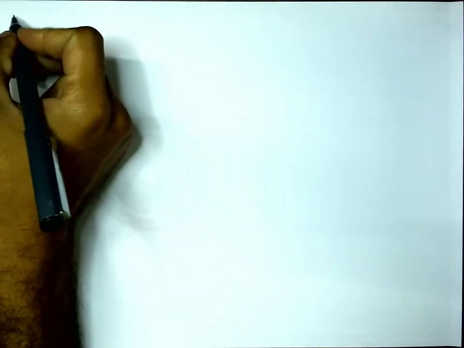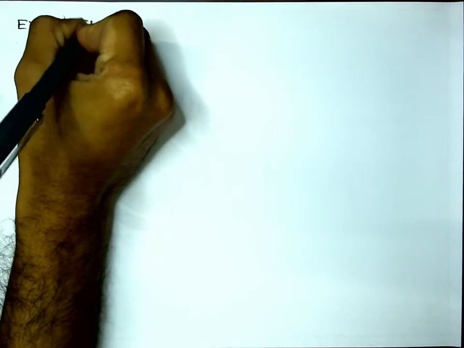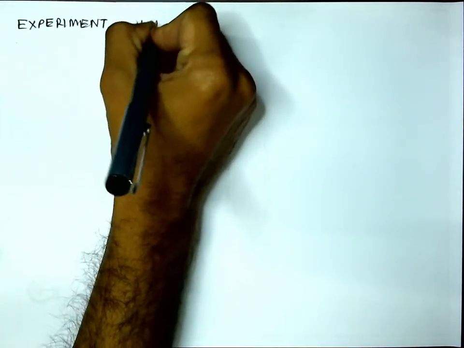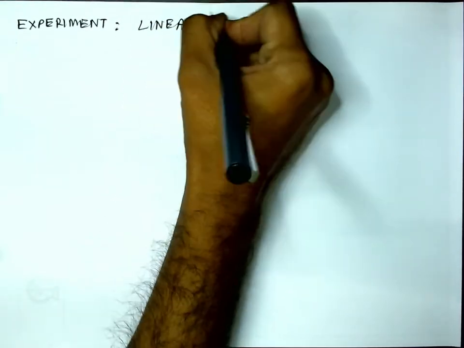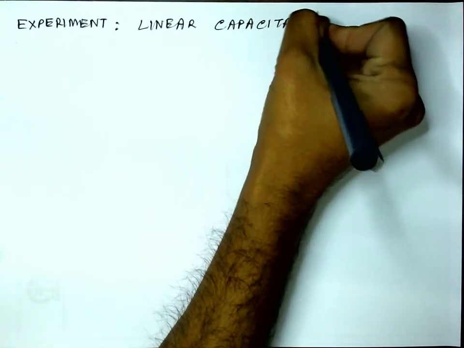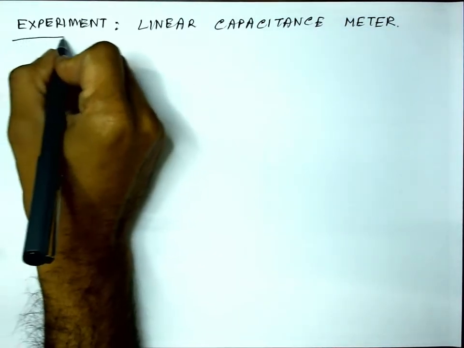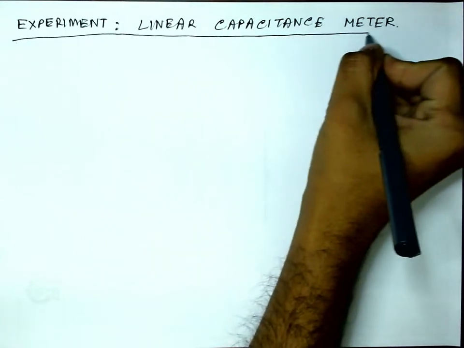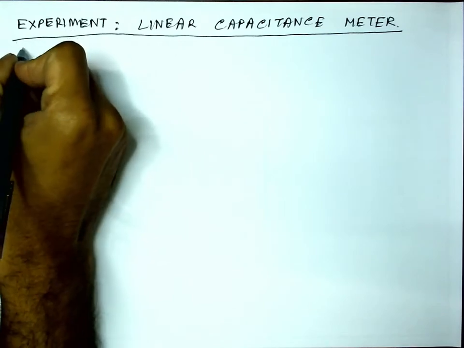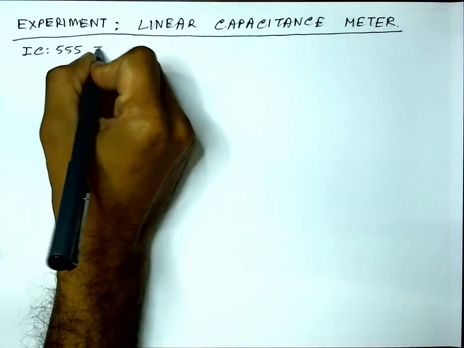Hello. In this video, we are going to talk about an experiment on a linear capacitance meter. In the circuit of this experiment, we will use an IC which is called the IC 555 timer.